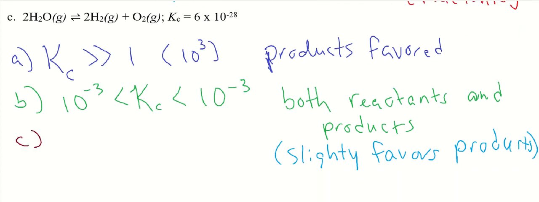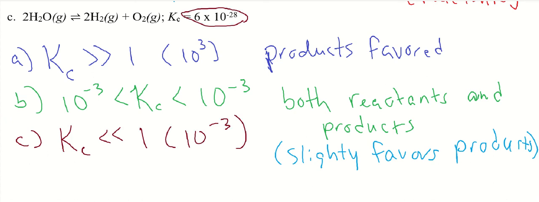Part C is our final scenario, where Kc is really small. The equilibrium constant is much smaller than 1: 6 times 10 to the negative 28. That is like, you could just say this is no reaction, because you can put water under these conditions, whatever temperature and pressure it is, and because Kc is only dependent on the temperature, none of this is going to be made virtually, because that's a very, very, very small number.